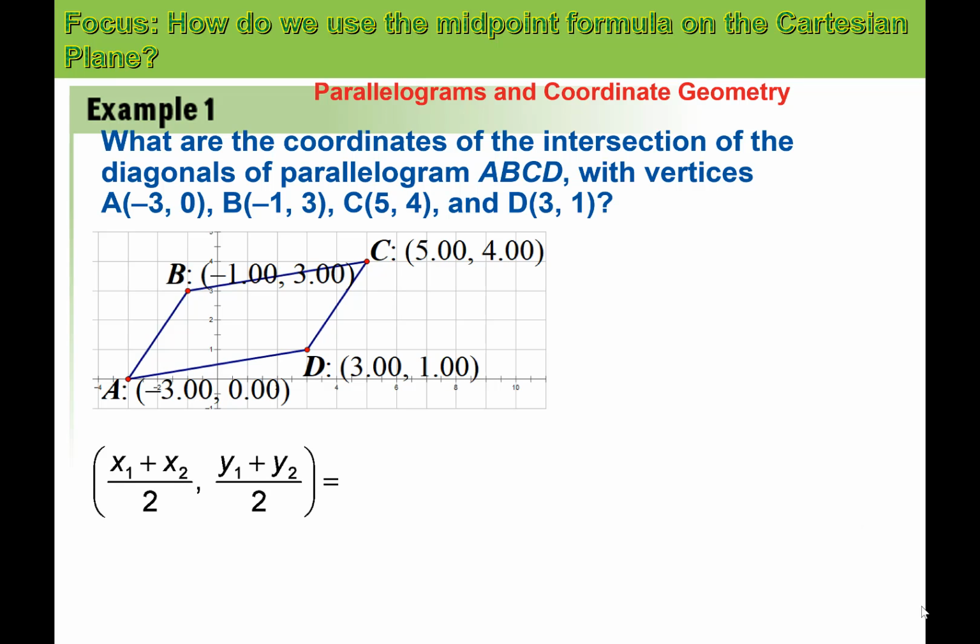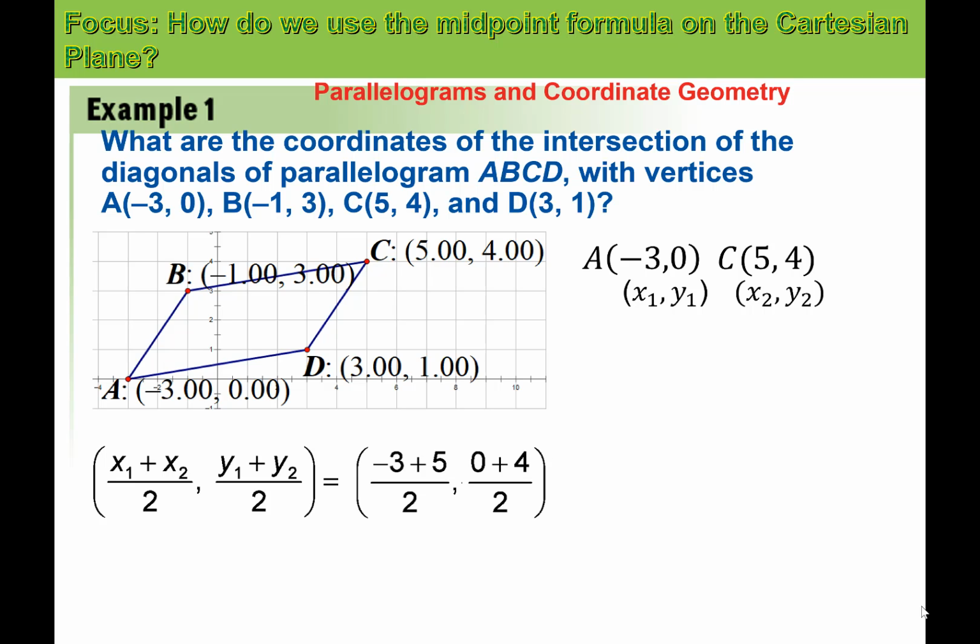So here's the midpoint formula. Since we're using A and C, we can substitute the values into the formula. So we're going to add together our x coordinates, -3 and 5, and divide it by 2. We're going to add together our y coordinates, 0 and 4, divided by 2. When we simplify, we find the point of intersection is 1, 2.